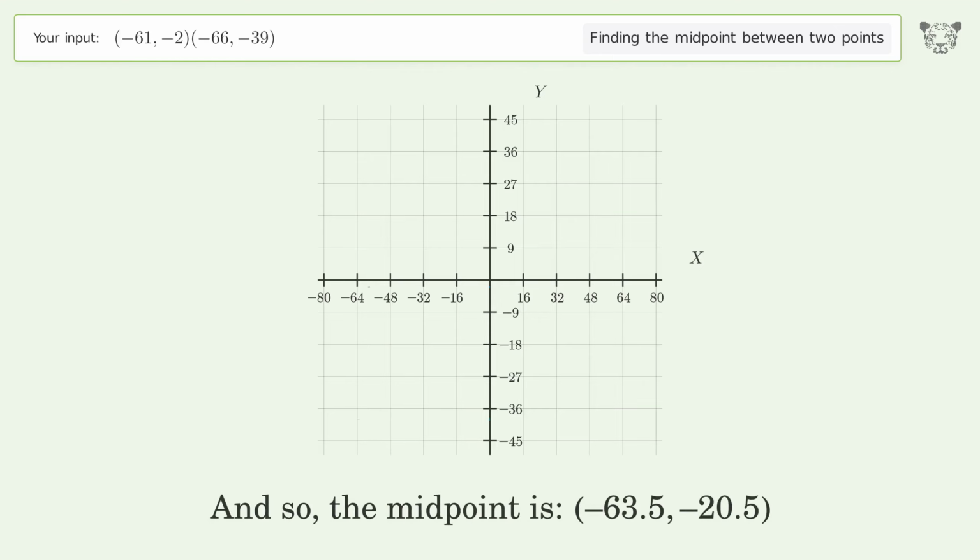And so, the midpoint is negative 63.5, negative 20.5.